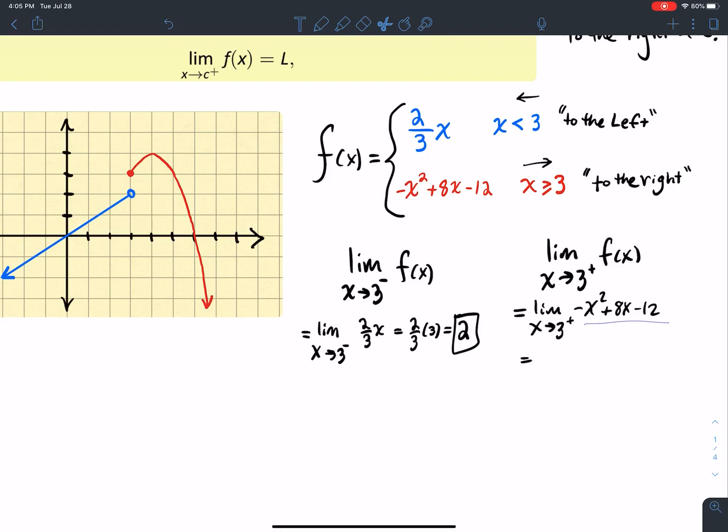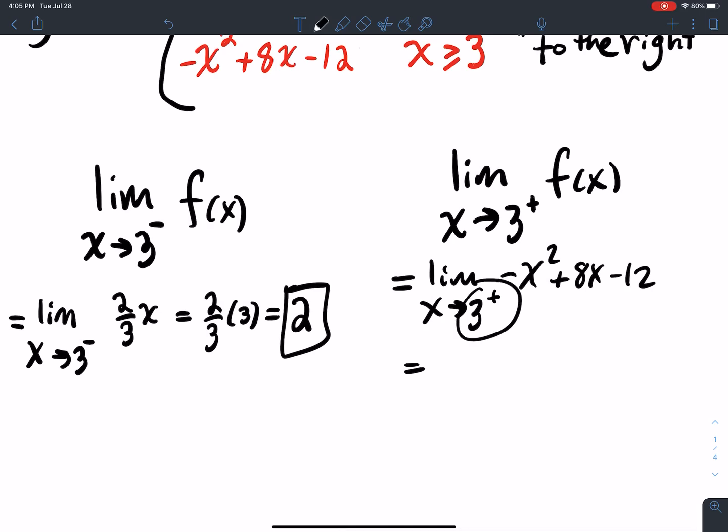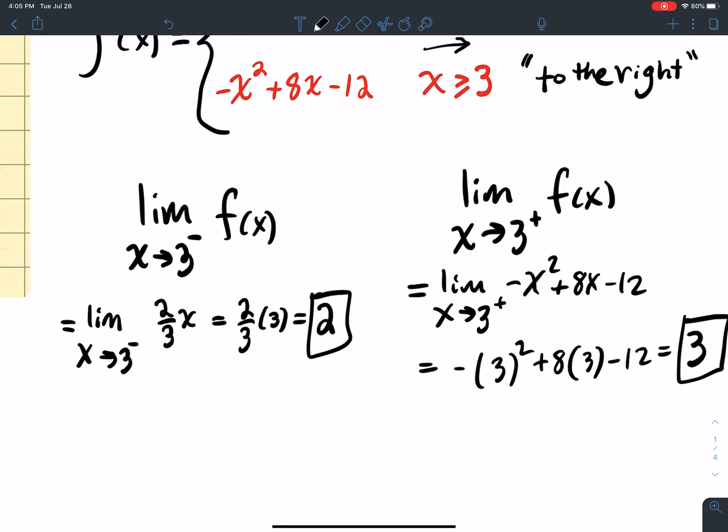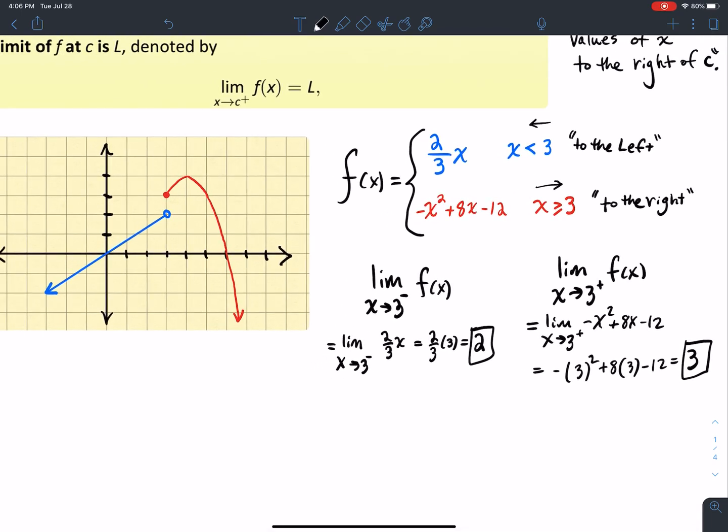So when I plug in a 3 for x, what do I get? I get -9 plus 24 minus 12, which gets me 3, which is kind of what I was expecting. Now you can look at this and not think too hard about it and know that your limit as x goes to 3 from the left and as x goes to 3 from the right is going to be two different things, because that looks like 2 there and that looks like 3 there, right?